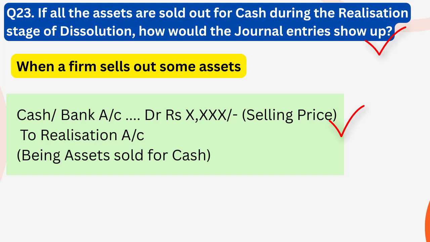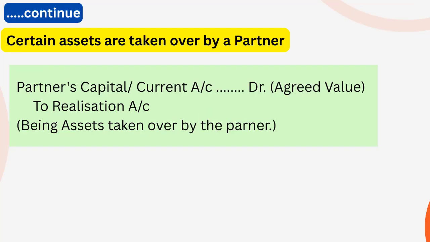Now, there's also a possibility that certain assets are taken over by a partner. How would the journal entry look in that case? Here, we debit the partner's capital or current account to show that this asset is now a personal property of the partner. The amount is recoverable from their capital. We credit the realization account because the firm no longer owns this asset. It's as if the firm has sold it to the partner, right?